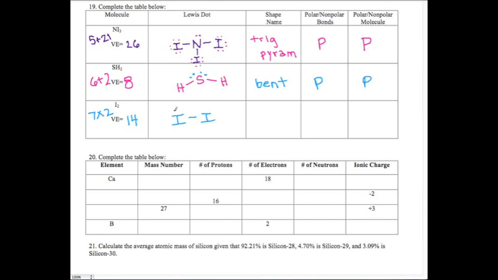Well, each I right now has 2 valence electrons, so I need to add 4, 6, 8. 2, 4, 6, 8. Now it's happy. Let's see how many I've used and make sure I haven't gone over that 14 limit. 2, 4, 6, 8, 10, 12, 14.